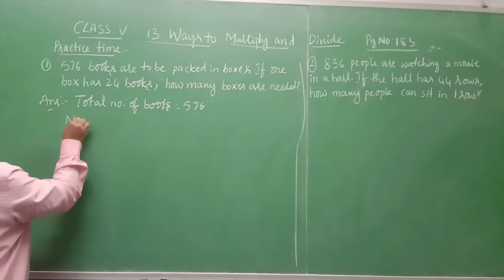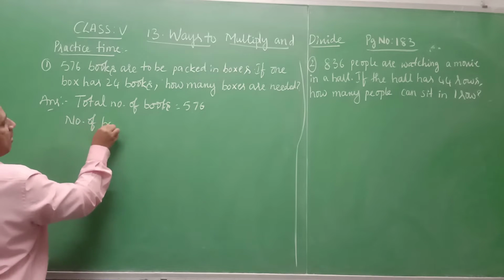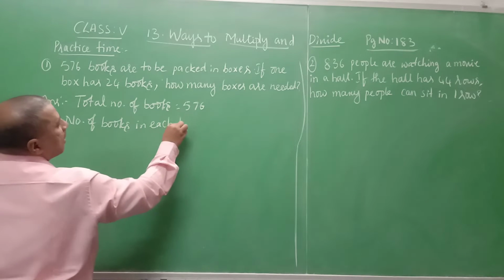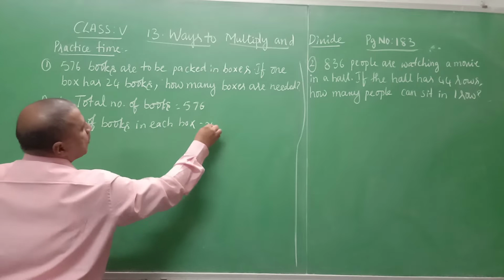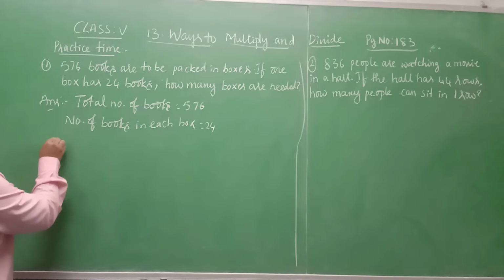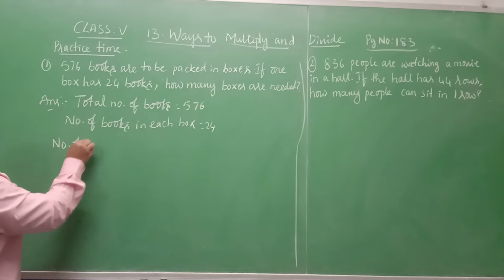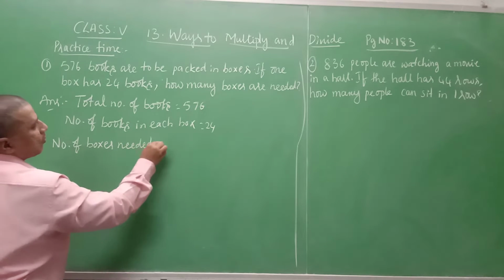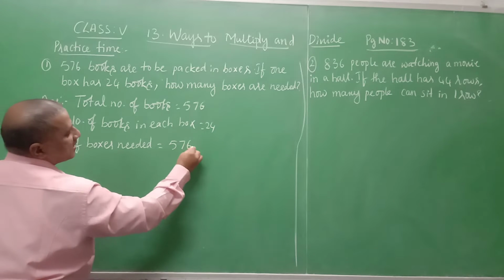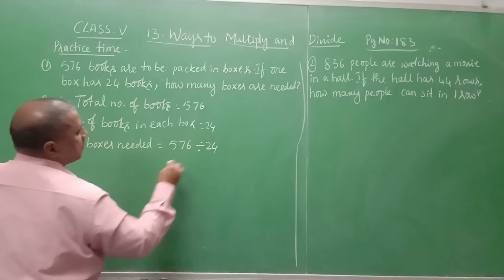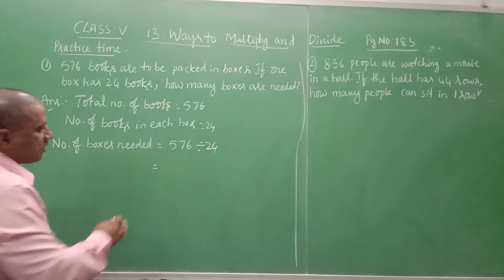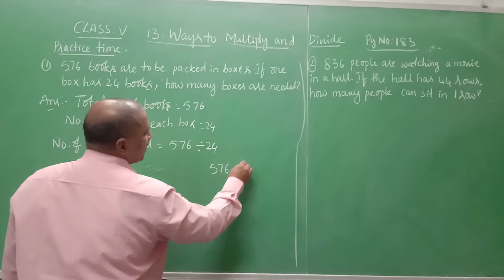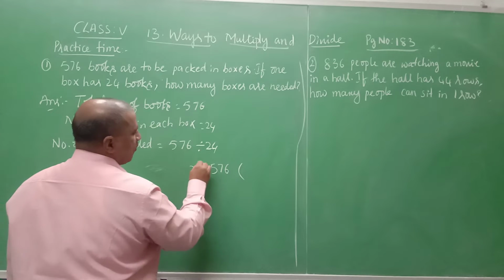Now, number of books in each box: how many are there? Yes, 24. Now, number of boxes needed is equal to the total number of books, 576, divided by 24. Now you have to divide. Yes, do the division here. 576 is divided by 24.